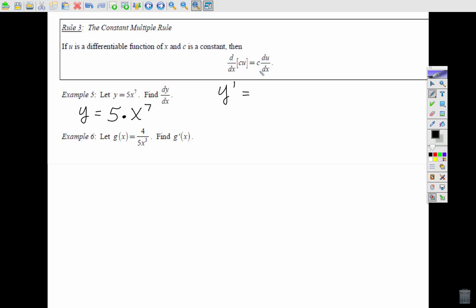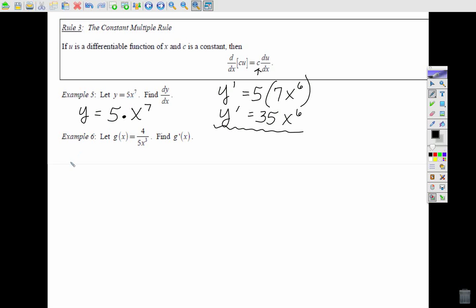Now, y prime equals, well, the rule here tells me that I can take the constant, just leave him there, and then find the derivative of the function. Well, what is the derivative of x to the 7th? Hopefully by now you can see really quickly it's going to be 7x to the 7 minus 1 power, which is 6. So 7x to the 6th power. Now, simplify. There's no reason for these parentheses. I know what 5 times 7 is. 5 times 7 is 35. So my final answer for the derivative is 35x to the 6th power.